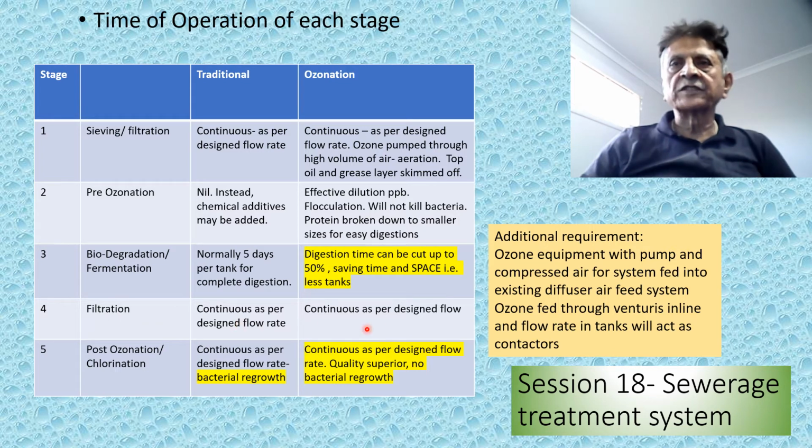Filtration is continuous in both cases. Post-ozonation is also continuous. In the traditional case, they use chlorine, whereas in this case, ozone can be injected online so that there is complete disinfection. Whereas there, it is not ozonation, it is chlorination, so there is a possibility of bacterial regrowth, and there will be no bacterial regrowth here. So the only requirement compared to the traditional treatment will be the ozone equipment with pump and compressed air system, which will be there even for the traditional system because they have to aerate the system.